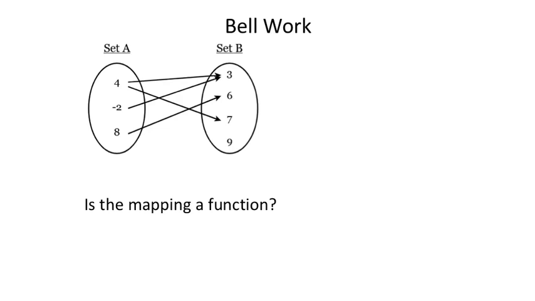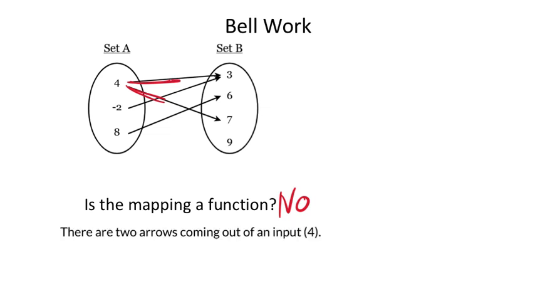So is the mapping a function? And yeah, the answer is no, because with set A, which is your inputs, you got two arrows coming out of 4 right there, which makes it not a function. So again, that means that if you put in 4, you don't know if you're going to get 3 out or if you're going to get 7 out. Okay, we need to be able to know it's only going to have one value coming out if you put in 4.